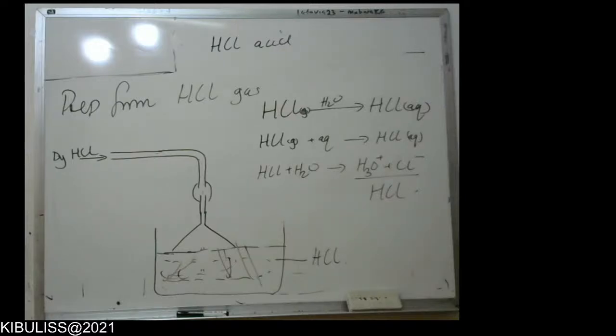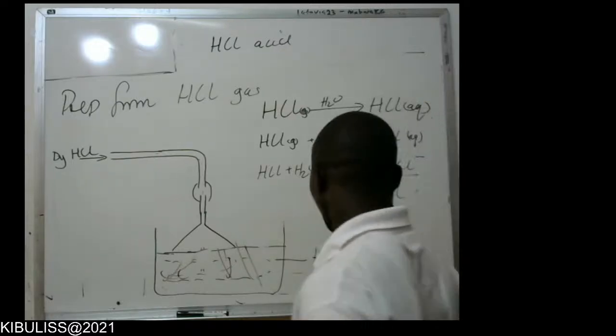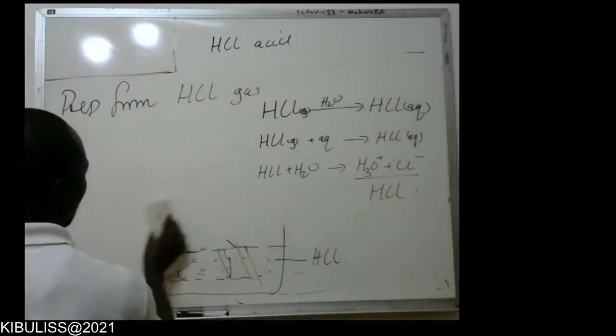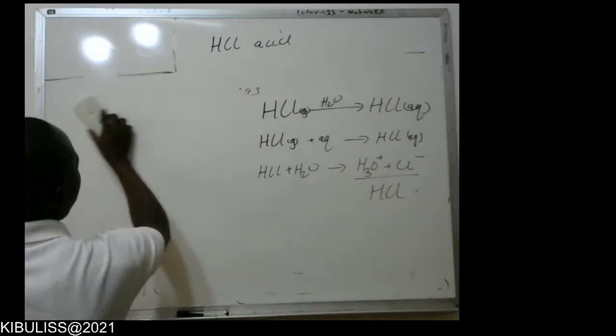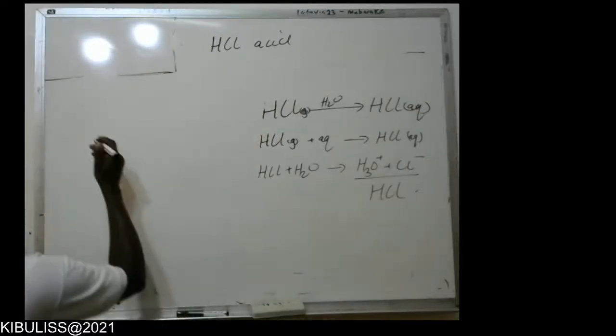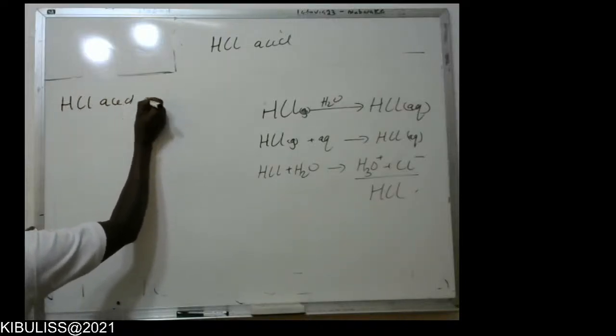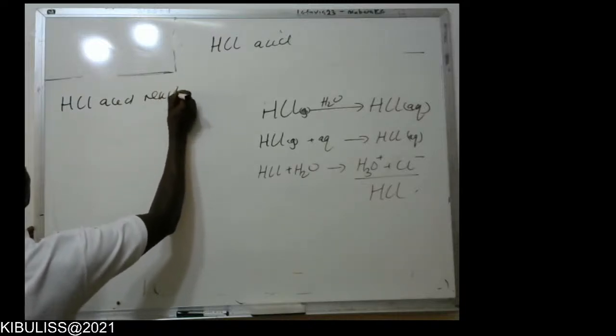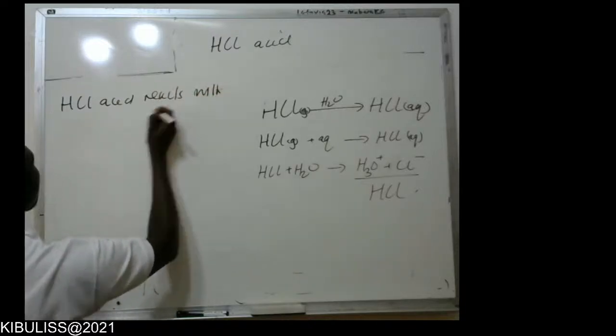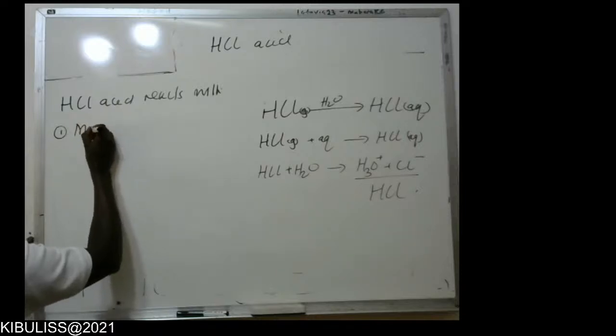So what are the properties of hydrochloric acid? Senior 2 chemistry. Being an acid, so HCl being an acid, it reacts with, again back to the summary, number 1, metals.